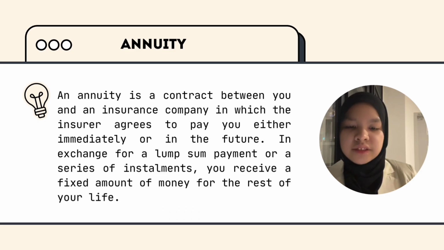Now I want to explain to you guys what an annuity is. An annuity is a contract between you and the insurance company in which the insurer agrees to pay you either immediately or in the future. In exchange for a lump sum payment or a series of installments, you receive a fixed amount of money for the rest of your life.